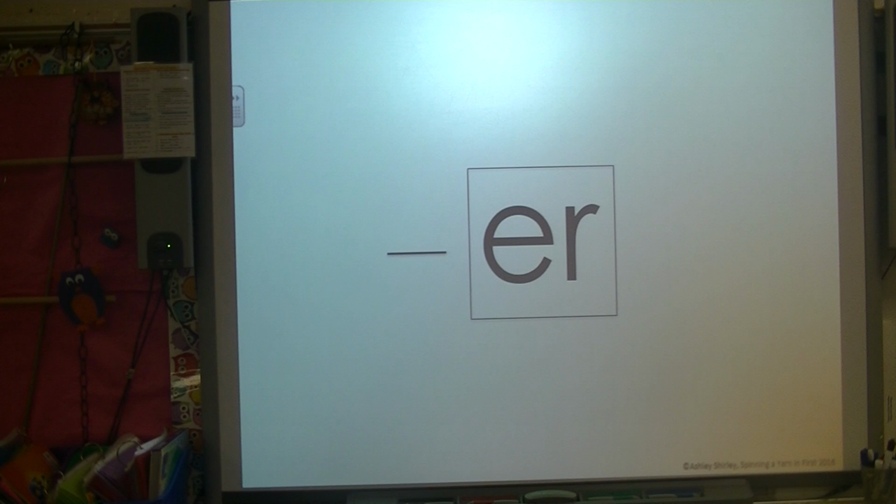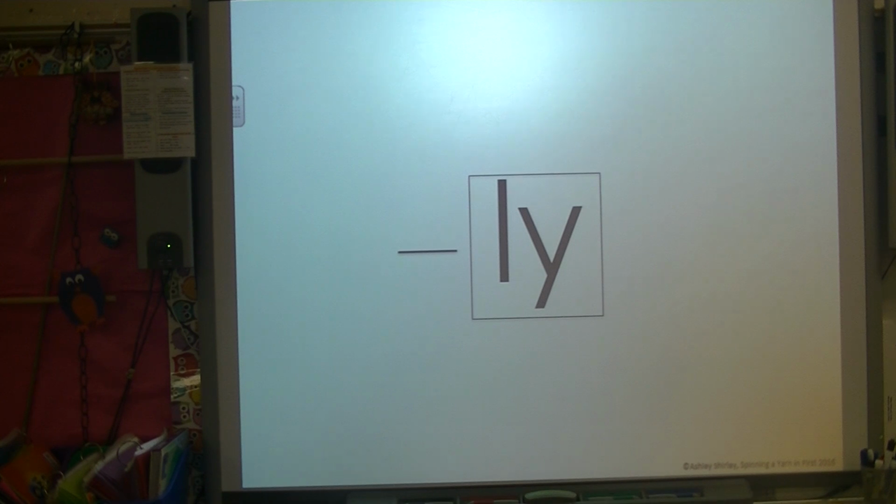Suffix ER means comparing two things, like more, I am taller than my sister, or a person who does something. A farmer is a person who farms. Suffix LY, we use it as an adverb to tell how the action happens. The rabbit ran quickly. Quickly tells us how the rabbit ran. Or it can tell us when something happens. Like, I brush my teeth daily. Daily tells us when.